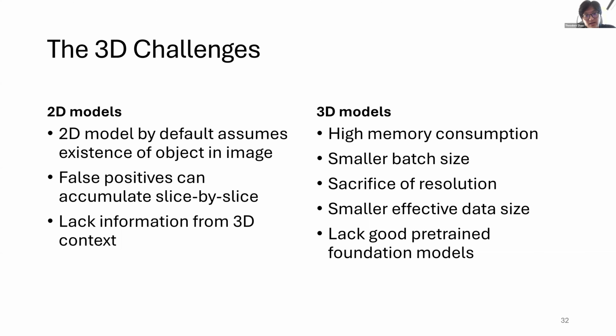And with 3D data, you have a smaller effective data size. Let's say you have 10,000 volumes, and each volume contains about 100 slices. If you split them into 2D slices, you effectively have 100 times the data size to train your model, and that can also make training more efficient. Also, 3D models lack a very good pre-trained foundation model from the general domain, because most general domain models are in 2D. So this is also a big challenge.